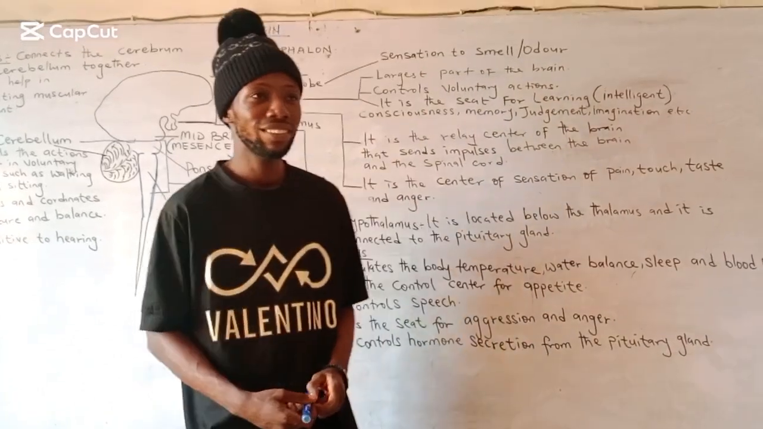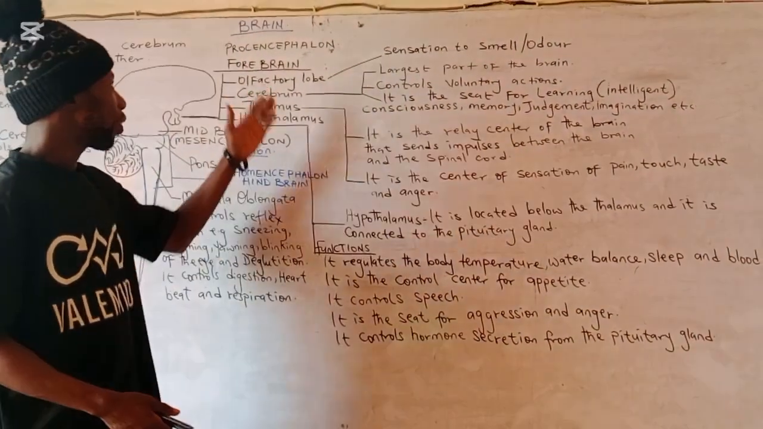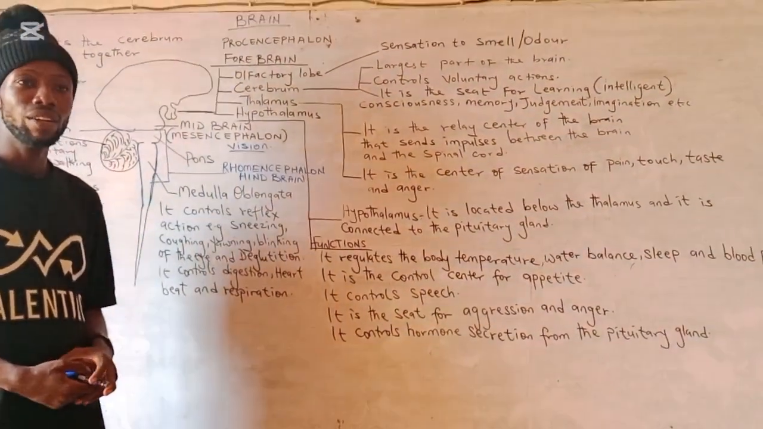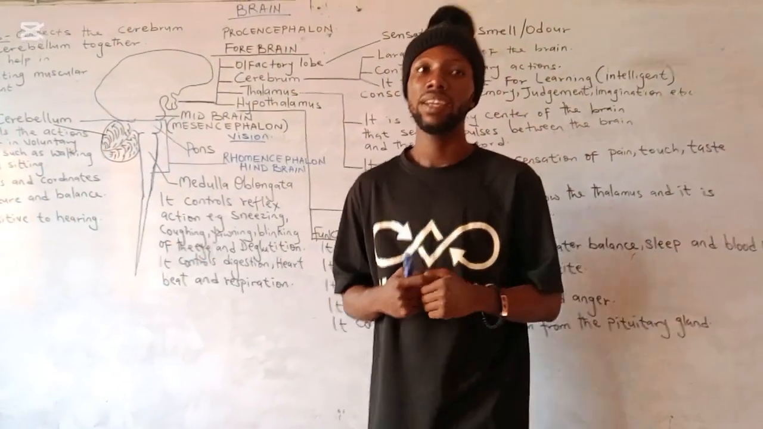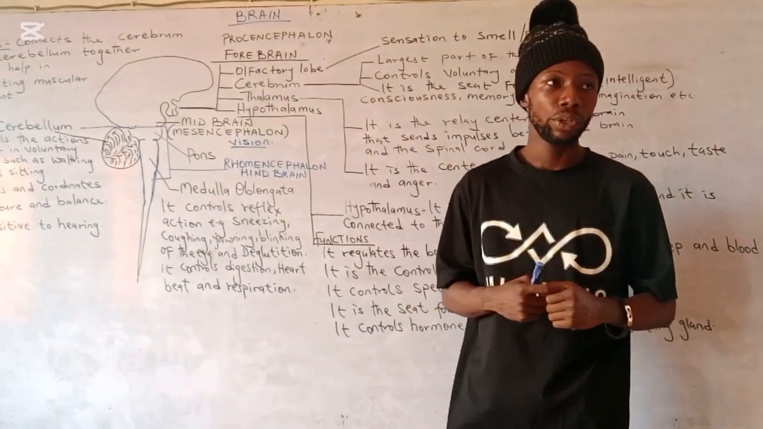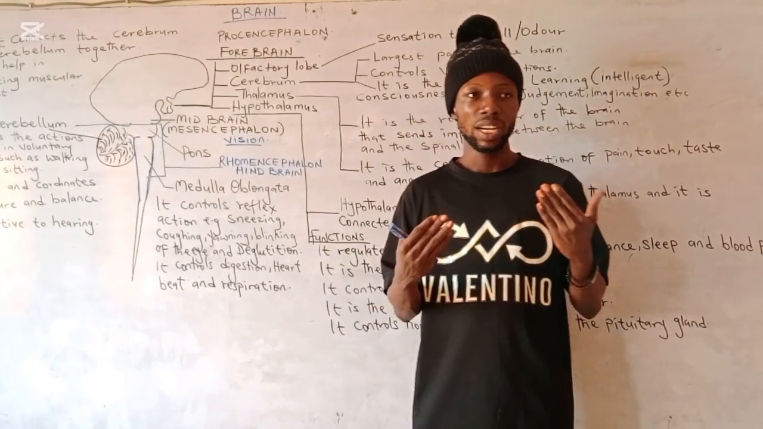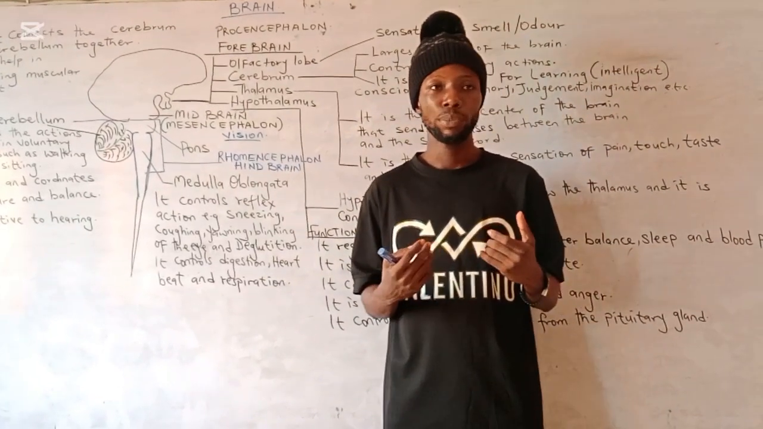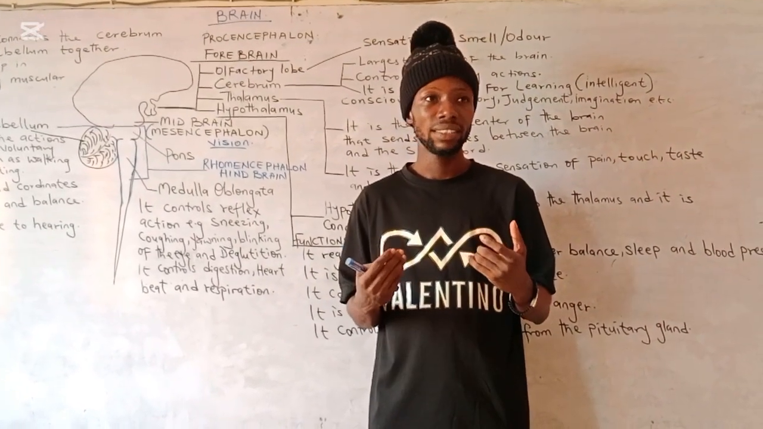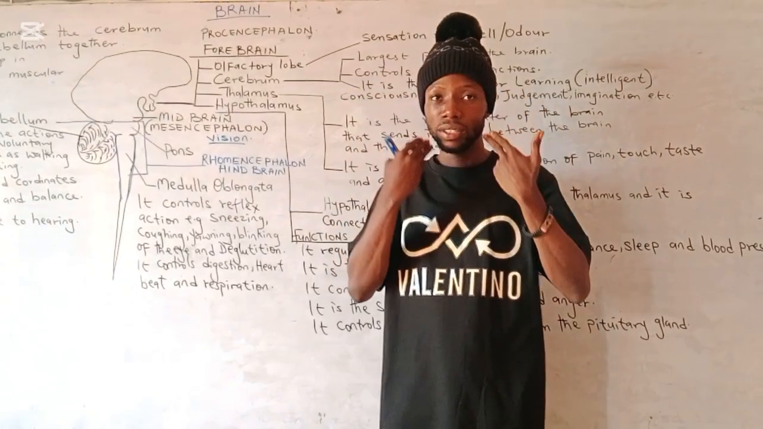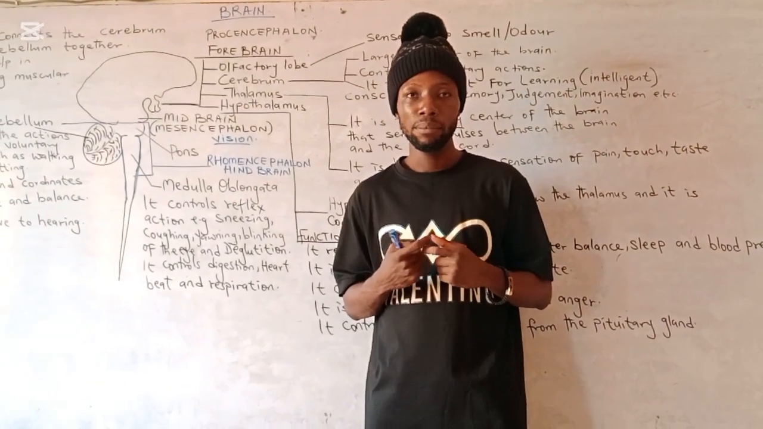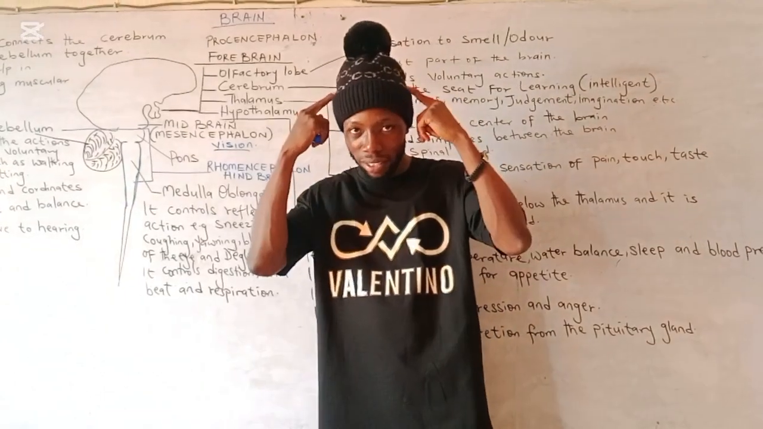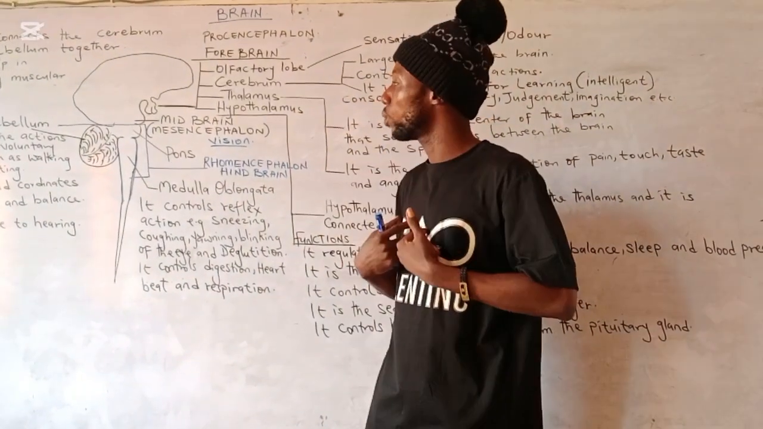Dear students, today we are going to look at the brain, which is part of the central nervous system. Okay? In the last video, I told you that the central nervous system is so called because it is located at the central part of the body. And this central nervous system comprises the brain and spinal cord.